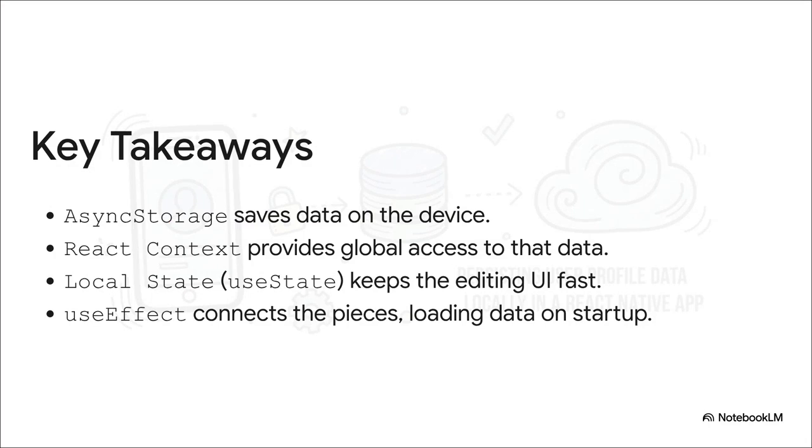So what are the big takeaways here? Well, async storage is our filing cabinet. React Context is our central data brain. Local state is what keeps our UI feeling snappy, and useEffect is the glue that holds it all together, automating the loading process when the app starts. Put them all together, and you've got a really robust and professional feature.